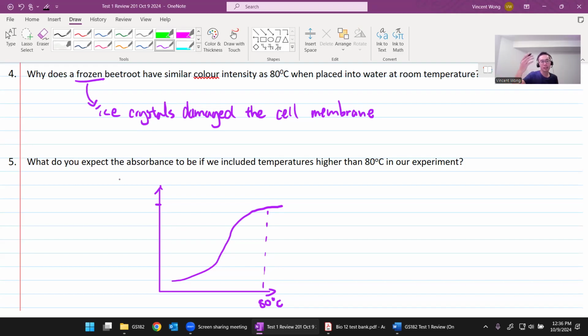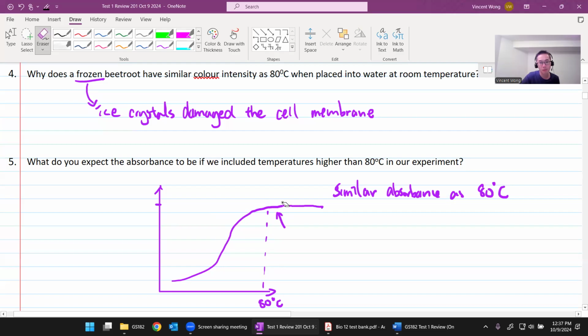But the answer to this question should be that you would get similar absorbance as 80 degrees. You might have a very small increase, if any, but I expect it to be very similar. That's because by the time you get to 80, you can see the graph sort of level off already, right?